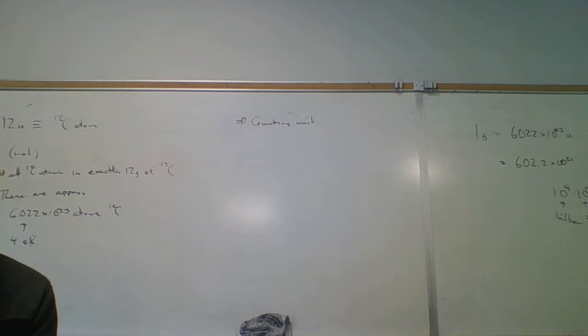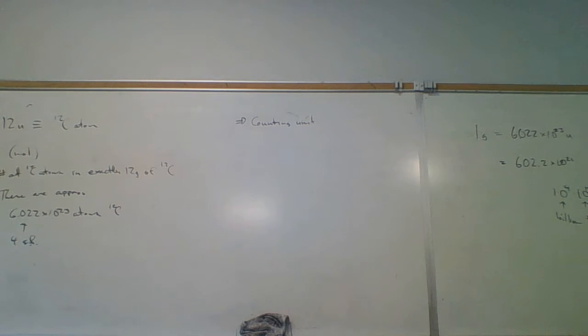So is a dozen a very useful counting unit for eggs? Yeah, but is it a lot of eggs? No. Now, when we're dealing with atoms, 12 grams of carbon is not that much. 12 grams of carbon is, well, carbon's about maybe 2 grams per milliliter, so it's about 6 milliliters worth of carbon. Is that much? 6 cubic centimeters worth of carbon?